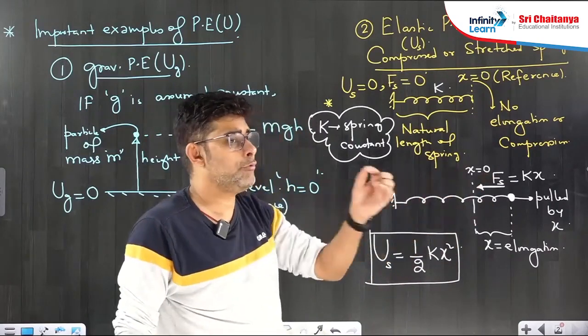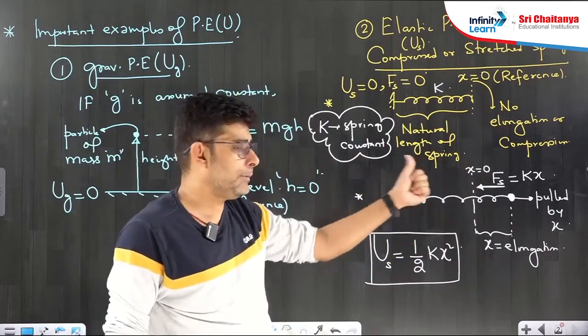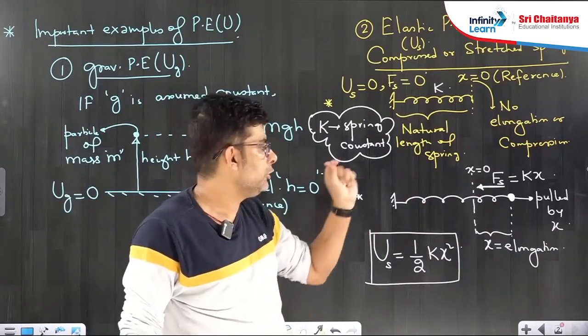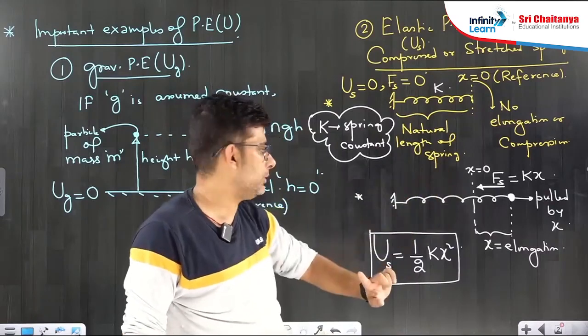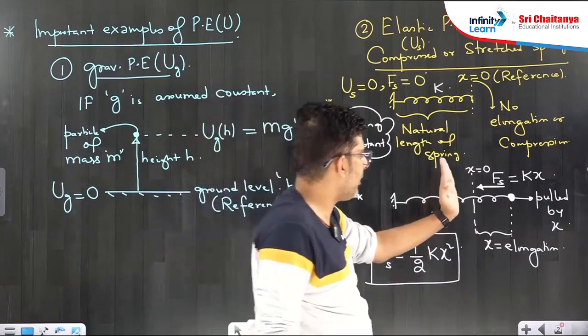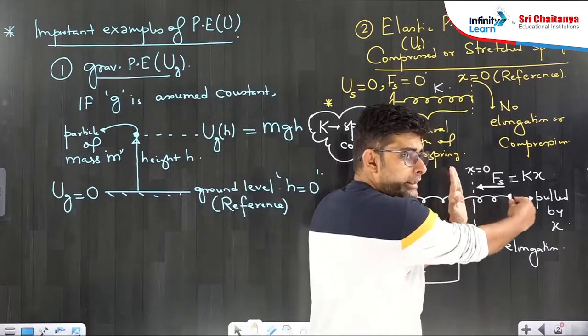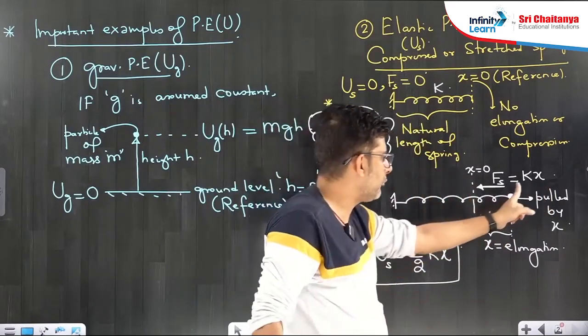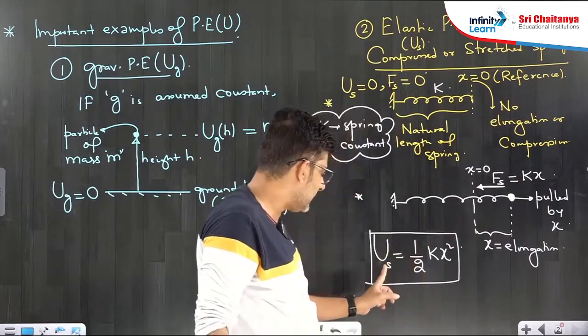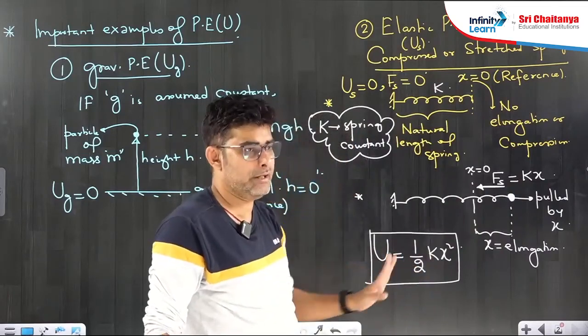What is the direction of force? Very simple. You pull a spring, the spring will pull you back. Newton's third law. You compress a spring or push a spring, the spring will push you back. I will show you that also, but presently, if from the natural length position you elongate it by x, the spring will pull you back by a force kx. And the energy stored in the spring is half kx square.